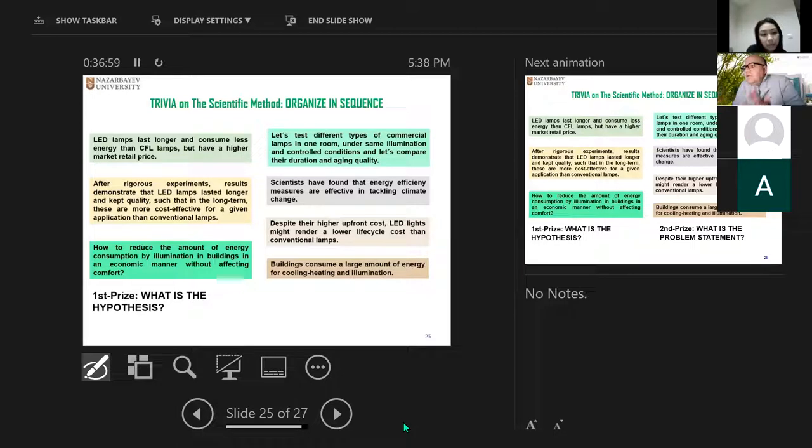Two boxes correspond to observation, just to give you a hint, because the observation is longer. One box corresponds to hypothesis. One box corresponds to problem statement. One box corresponds to methodology, and one box corresponds to analysis, and one box to conclusions.